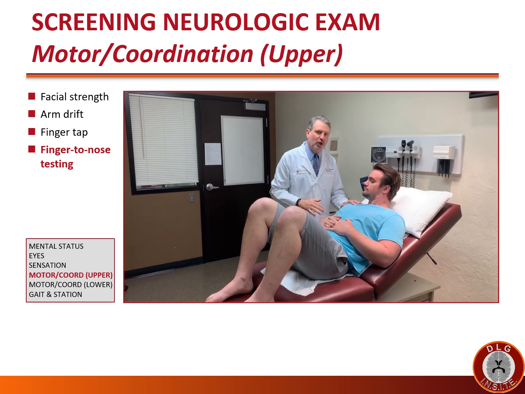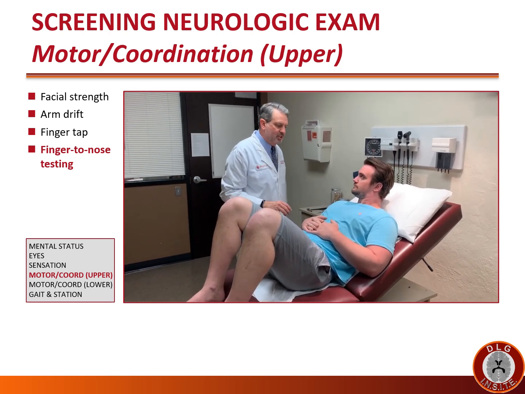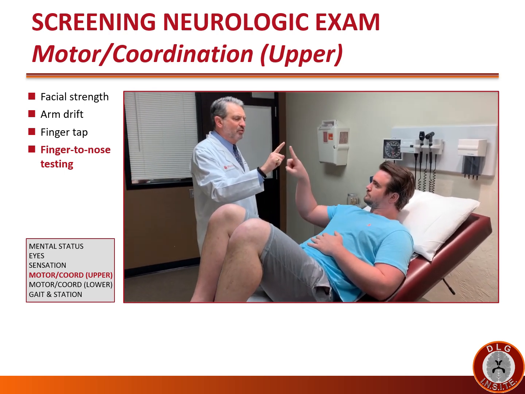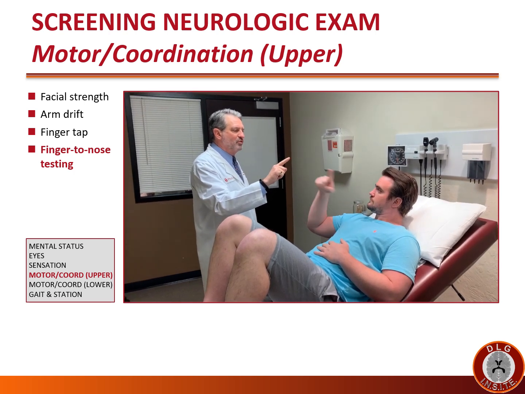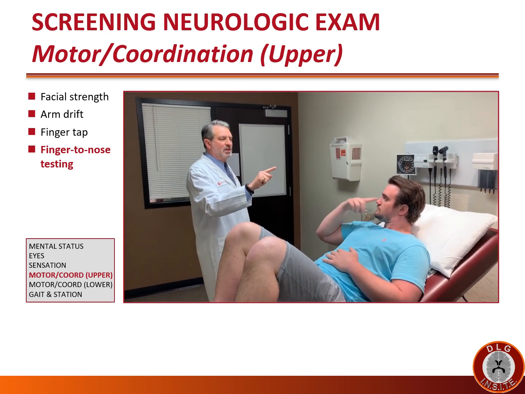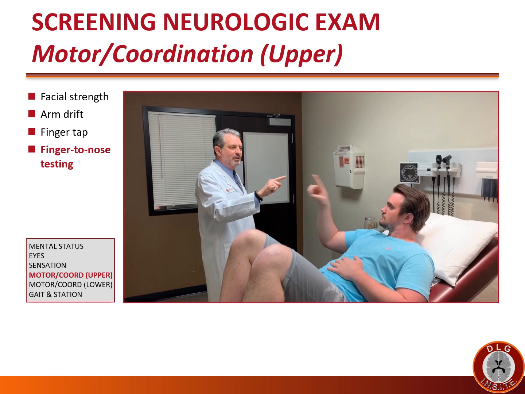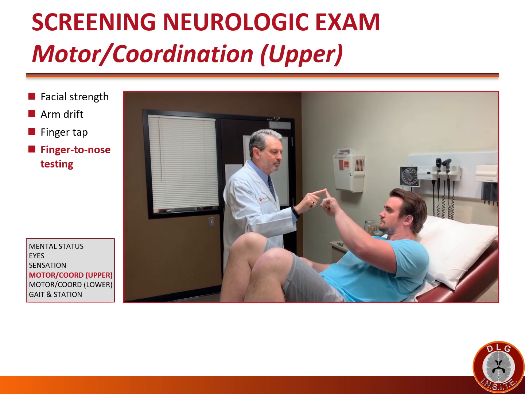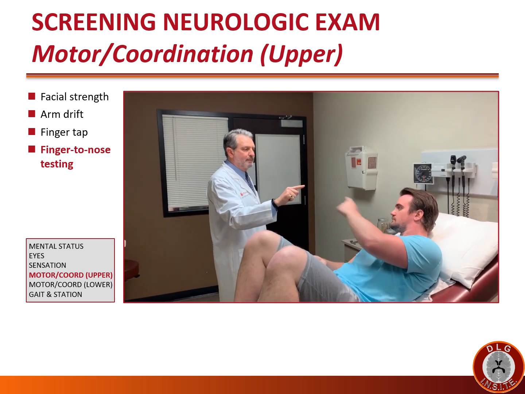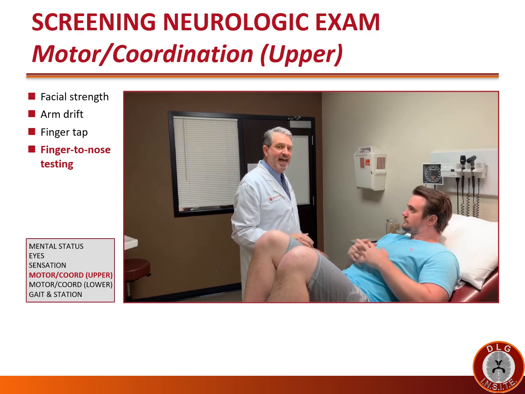Okay, let's start with finger to nose. The eyes are open, and you say, sir, touch my finger with one finger, then touch your nose with the same finger. Go back and forth as fast as you can. Pull out a little bit, stretch it a little bit, and you can see that he stays accurate. Now the other side, sir. Beautiful. And he touches it accurately.